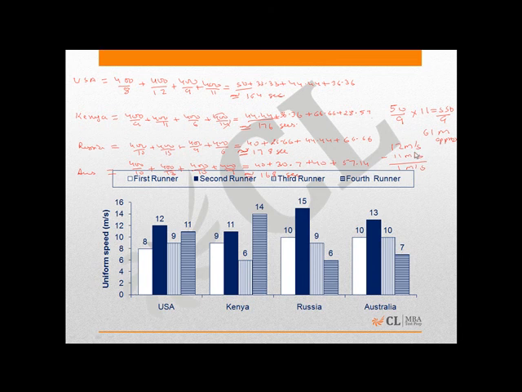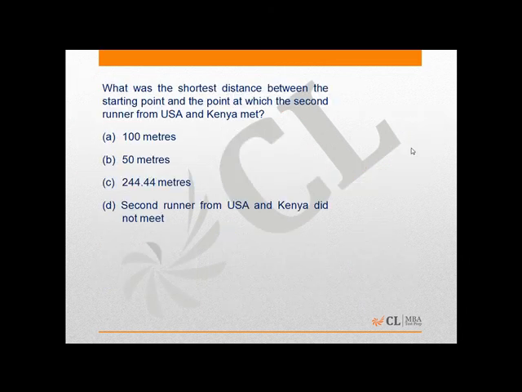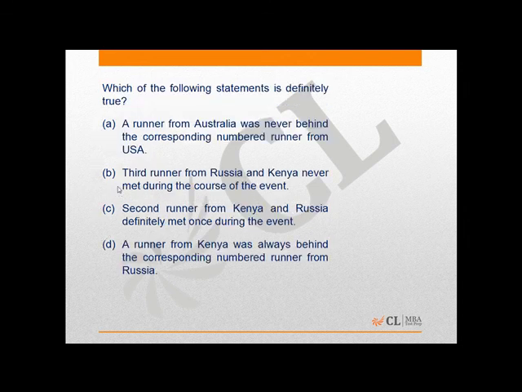And we know that the Kenyan runner already covered his entire 400 meter lap in 36.36 seconds. So we can say that the two runners will never meet, because they would have met only if the second runner from Kenya and the second runner from USA had run for 61 seconds. So the answer is the two runners will never meet. That is option D. Now the next question.